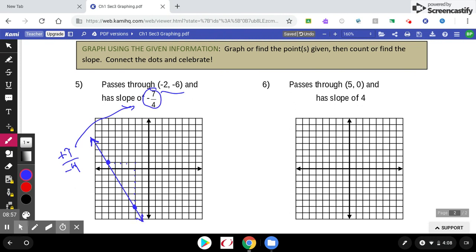All right, number 6. 5, 0 along the x-axis. 1, 2, 3, 4, 5, 0 has a slope of 4. So now how am I supposed to do rise over run if there's no run? Well, we know that 4 is understood to be 4 over 1. So now I can go 1, 2, 3, 4 up and 1 over. And 1, 2, 3, 4 down and 1 over if I wanted to, just to get an extra point. Connect these guys up, and that's it.